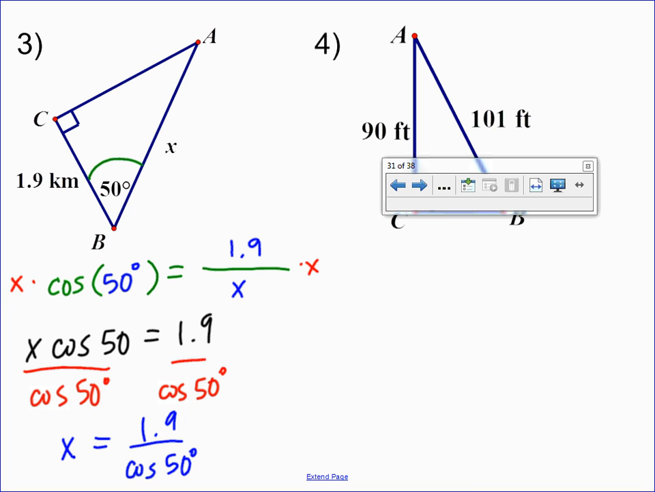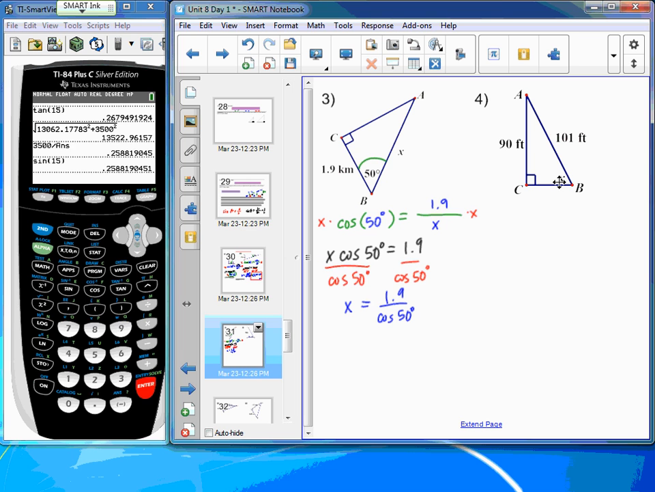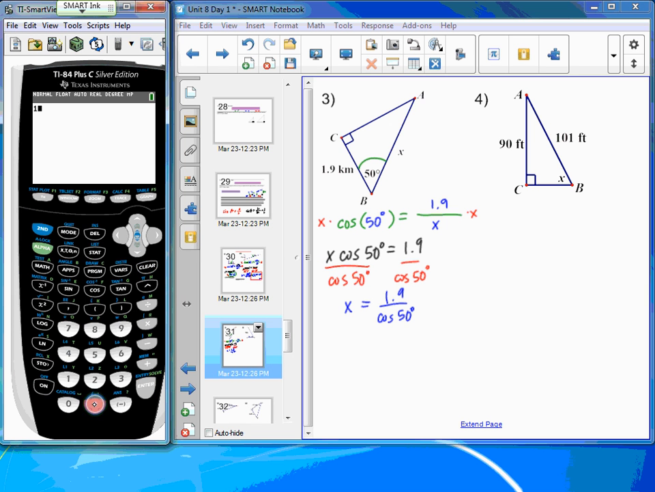And I'll get an approximation for that. 1.9 divided by cosine of 50 degrees, close angle input. Bad news, there's some lag. I'm getting about 2.956. Does that seem reasonable? Well, this was 1.9, and my hypotenuse is the longest side, so it should be longer than 1.9, and that is longer, so that's a quick check.